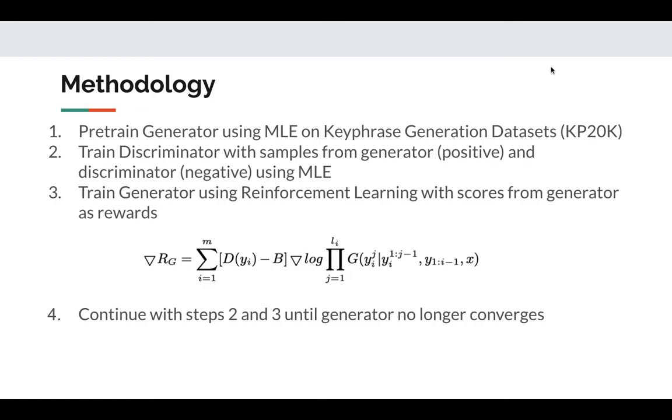Once the generator and discriminator are pre-trained, we train the generator and discriminator jointly in an adversarial fashion. The goal of the adversarial learning is to make sure that the generator maximizes the expected reward that the generated key phrase sequence attains from the discriminator. We repeat training steps 2 and 3 till the model stops converging.